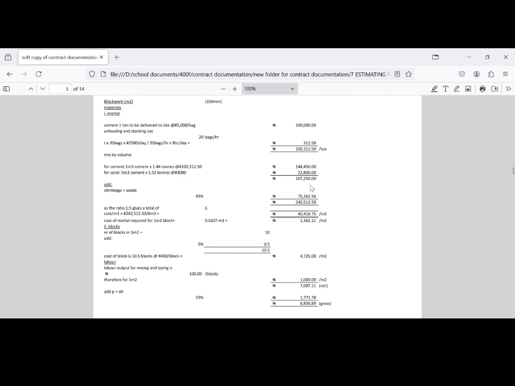Note that this waste also varies depending on the scope of the work. Now add 45% of this. 45% of this will give us 75,262.50 naira. When you add these two together, you get 242,512.50 naira. Now, this is the total for what?